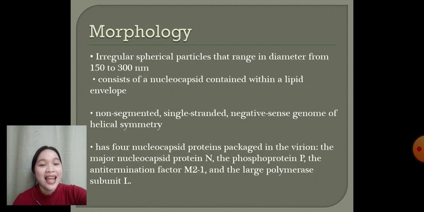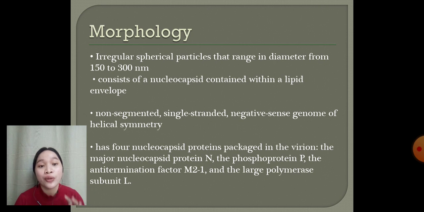victim. Yung morphology ng RSV, it is a regular spherical particle that ranges in diameter from 150 to 300 nanometers. Consists of nucleocapsid within a lipid envelope. So, ini-enclose siya ng nucleocapsid and is non-segmented, single-stranded, negative sense genome of helical symmetry. It has 4 nucleocapsid proteins packaged in the virion.